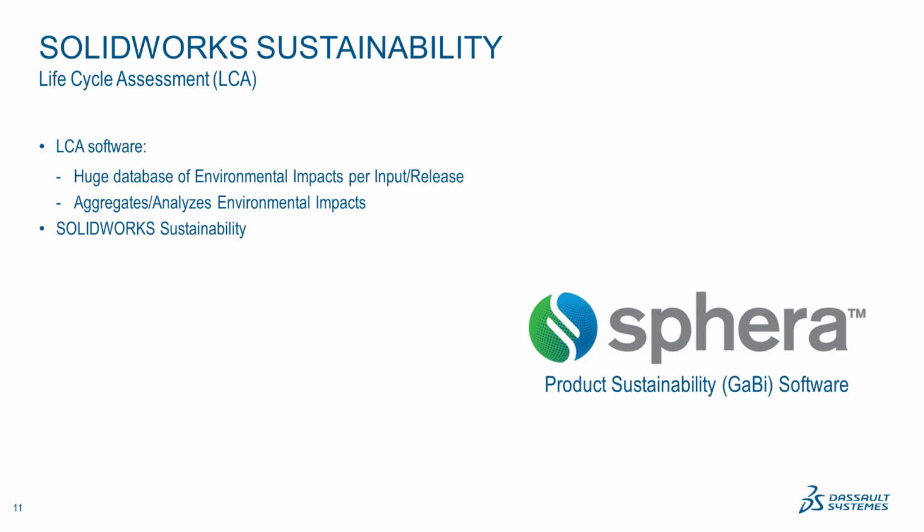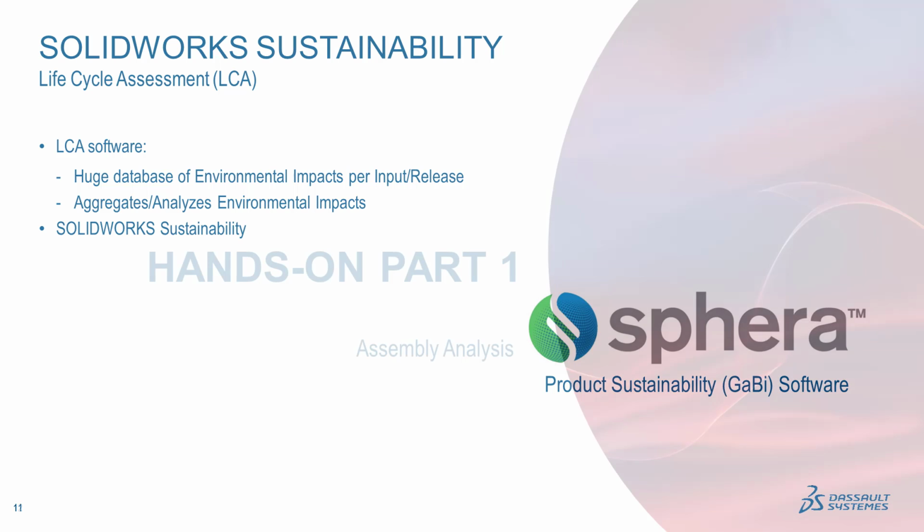The other half of an LCA software product is the user interface that aggregates and analyzes the environmental impacts and helps you develop your life cycle inventory. SOLIDWORKS Sustainability is based on a database from a company called Sphera that is commonly used in the GaBi sustainability software product. GaBi has been a product for many years, and it's had many owners in the past. But GaBi is known in the industry as having a very comprehensive and well-trusted, accurate LCA database.